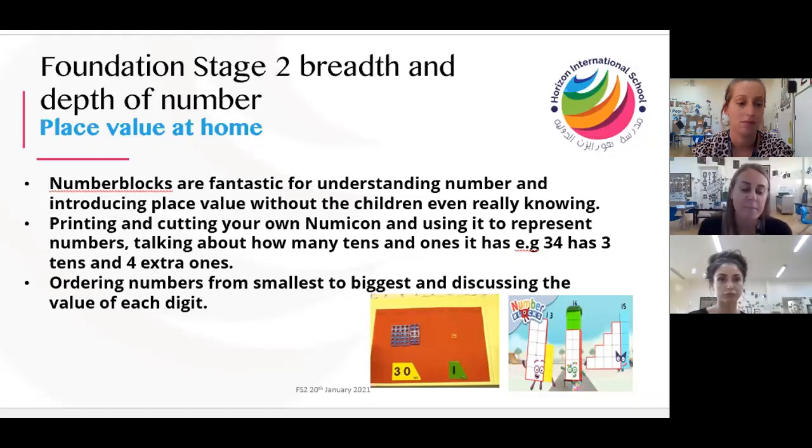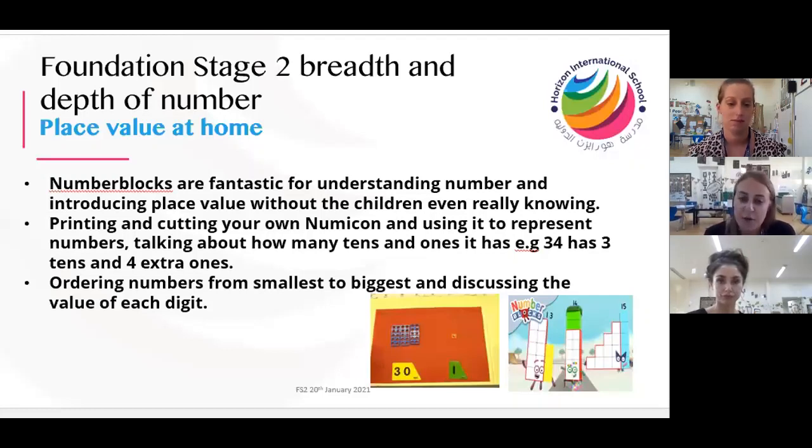Number blocks is a great way to introduce children to place value or any numbers actually without them even knowing it. They all love number blocks, and it is really educational as well. So don't worry if you've got that on at home and it's screen time. It is good screen time because it is teaching them something without them actually even knowing it.